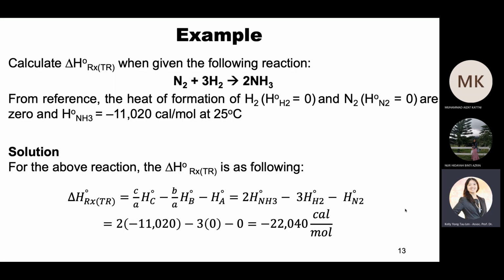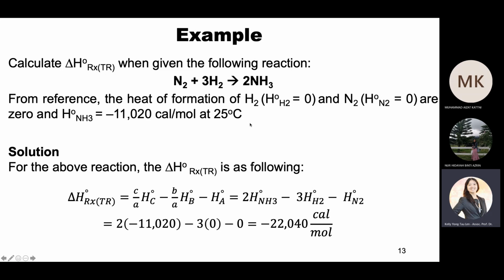Okay. So contohnya, let's say katakan kita practice, kita nak kira heat of reaction untuk this reaction. Okay, let's say we have nitrogen gas plus hydrogen gas, we get ammonia. Okay, kita nak kira how much heat of reaction for this reaction. Okay, so katakan you check from the property table, you determine that heat of formation of hydrogen gas 0, heat of formation of nitrogen gas are 0, and the heat of formation of ammonia negative 11,020 at 25 Celsius.